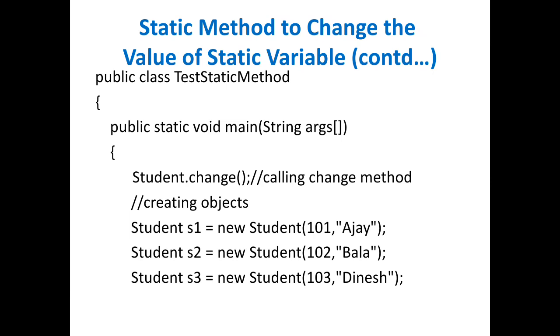Then we are going to create objects. So S1, S2, S3 are objects. Using the new operator we are going to assign roll numbers and names as 101 and Ajay for S1 object, 102 and Bala for second object, 103 and Dinesh for S3 third object.